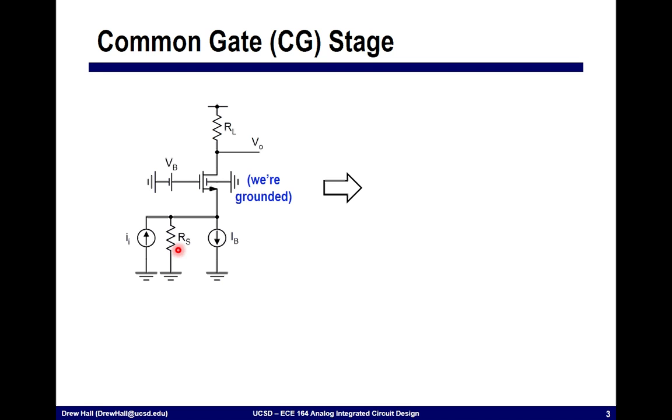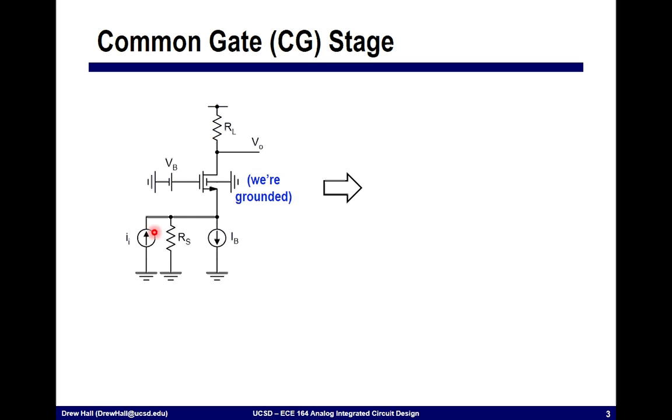Now, as we'll see later on in this lecture and in future lectures, a common gate transistor is actually really good for current amplification. That is, it acts as a current buffer. There's no gain, but it allows us to transform the impedance at the input and the output. So in this case, you'll often see common gate amplifiers used with current inputs rather than voltage inputs.